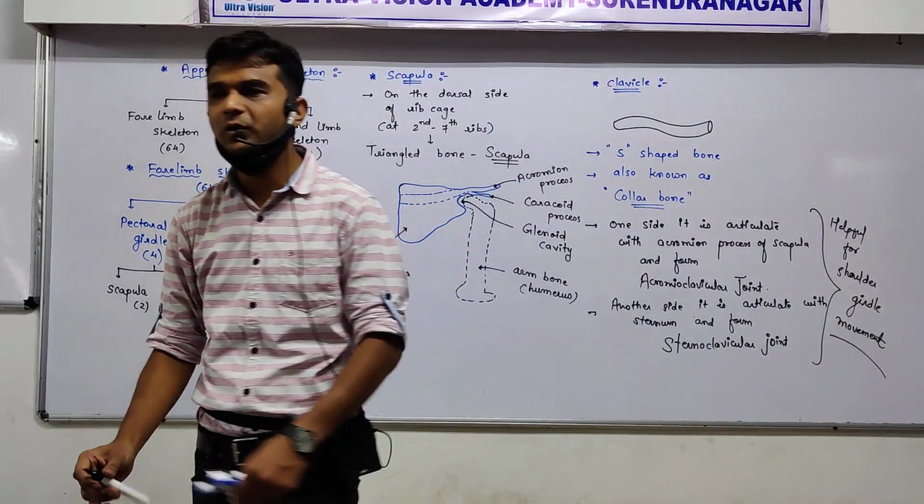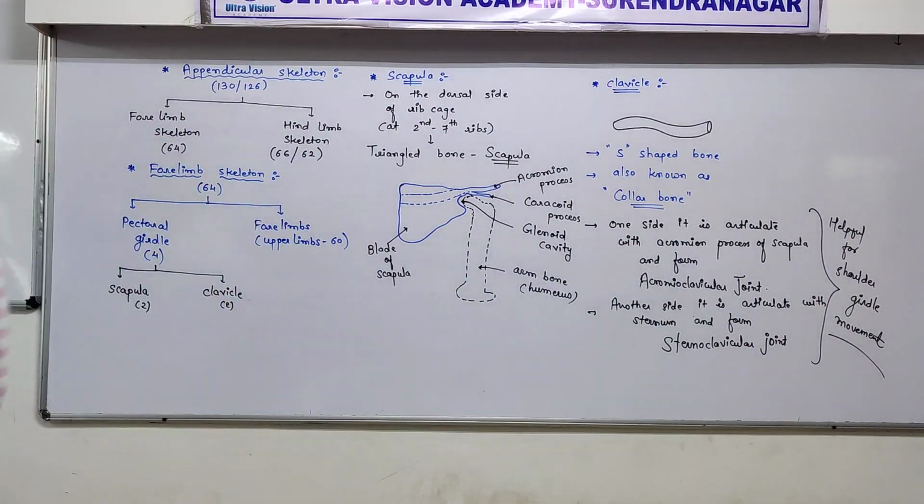Okay, helpful for pectoral girdle or shoulder girdle movement like this. This movement is due to the clavicle. Okay, so here I can stop now. Fine. The remaining part will continue in the next lecture.